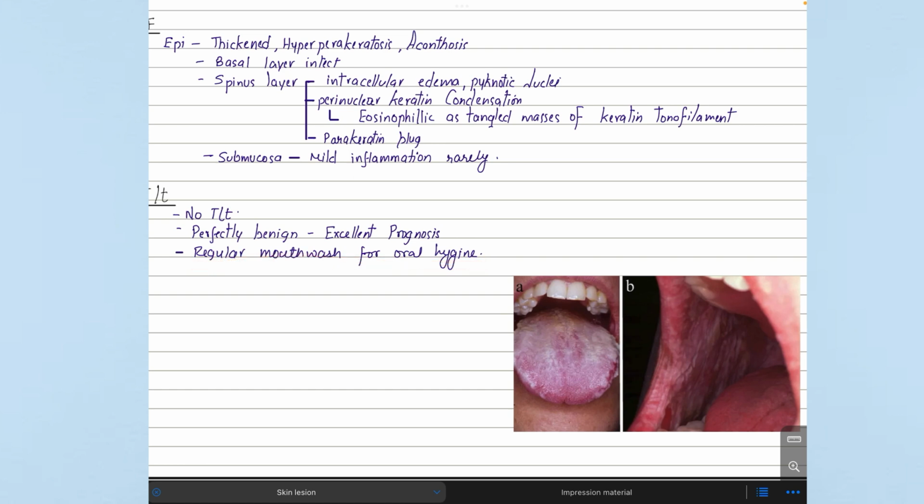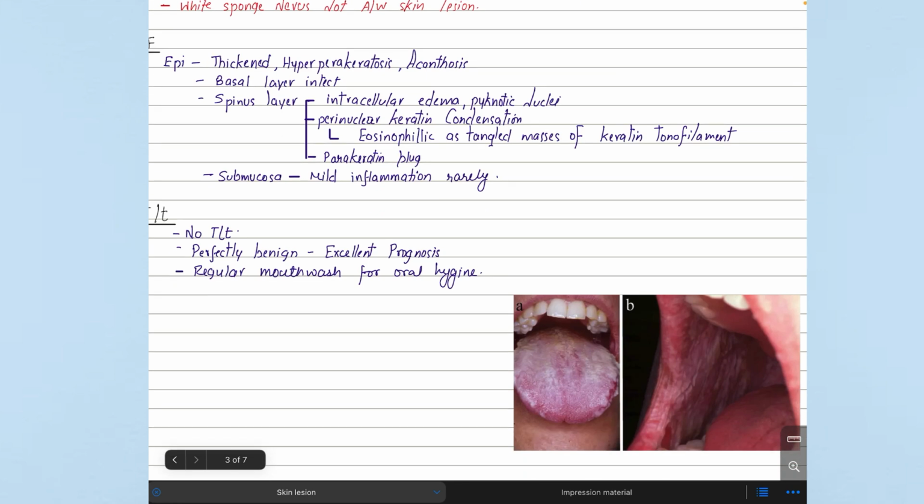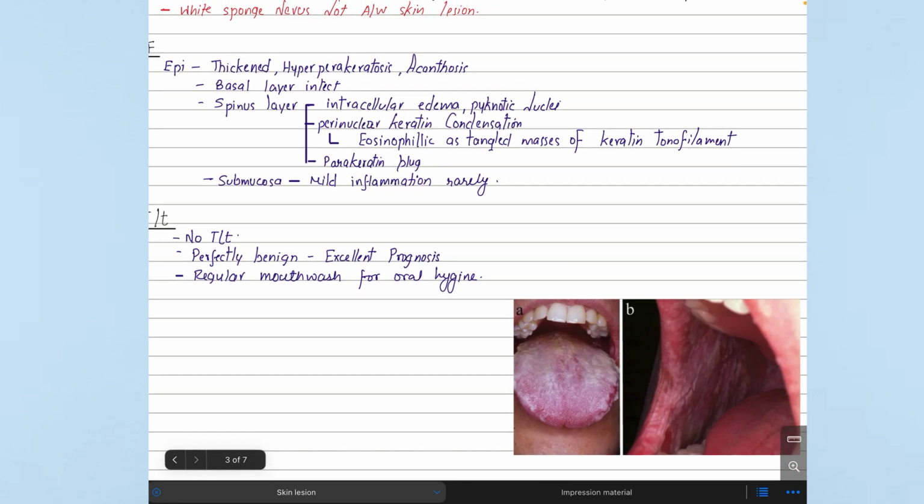There are no chances of it turning into a malignancy. It is very rare. I wouldn't say chances are zero, but it is very rare. Right? So this is white spongy nevus. To differentiate it from other pathologies, we discussed it here only. Don't worry, in the last I'll also give you a differential diagnosis for all of the red and white lesions and the skin lesions.